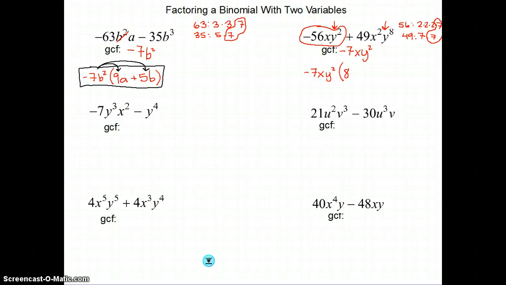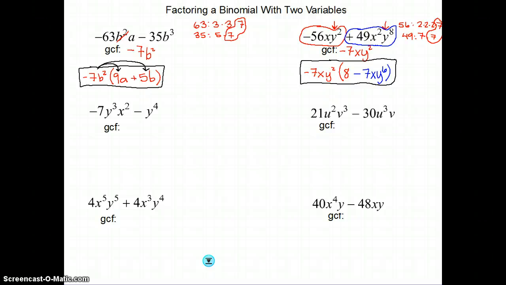Moving on to the next term, my positive 49 is going to become a negative 7 when I take out that negative 7. I have two x's, and I'm taking out one of them, so I'm left with a single x. And for my y's, I have 8 y's, and I'm taking out 2 of them, so I have y to the 6th power. This final expression is the factored form of your original binomial. And again, if you wanted to check your answer, you may simply distribute this greatest common factor back in, and you should end with your original binomial.